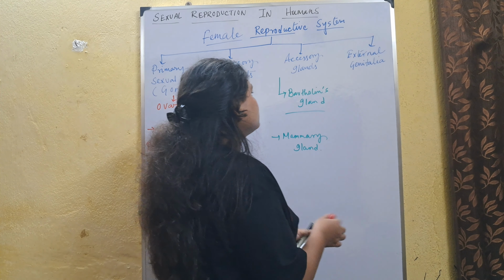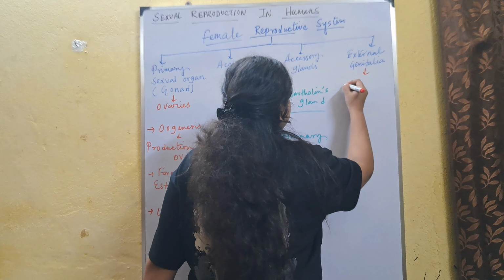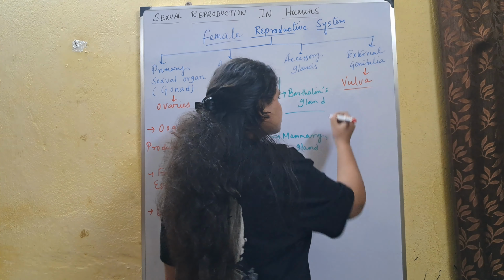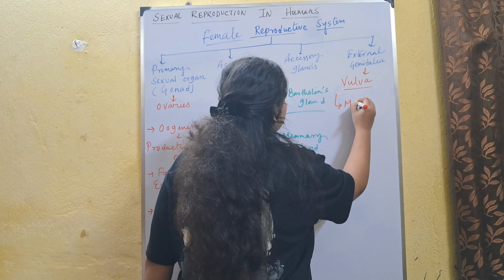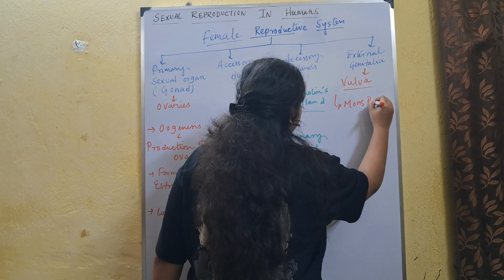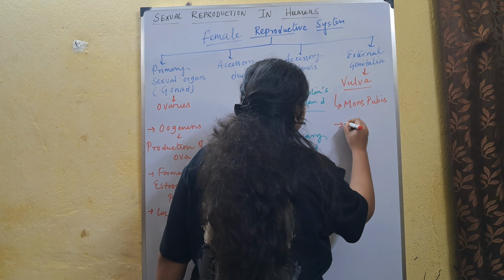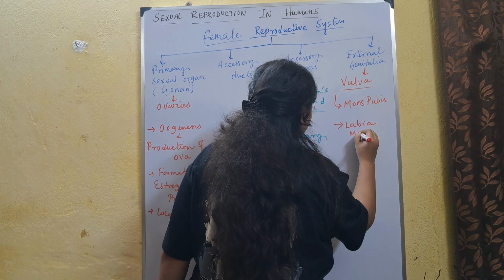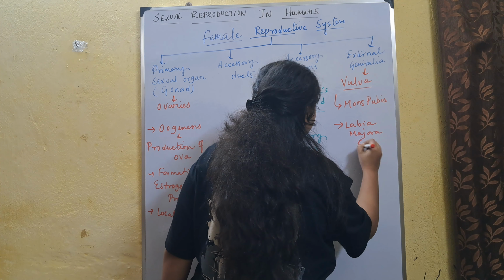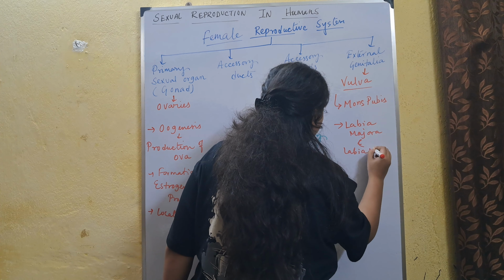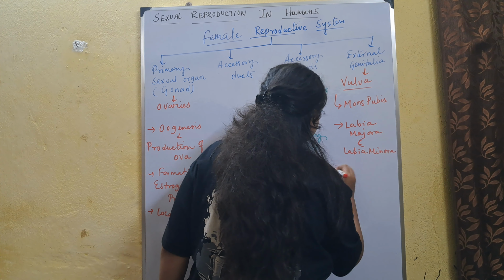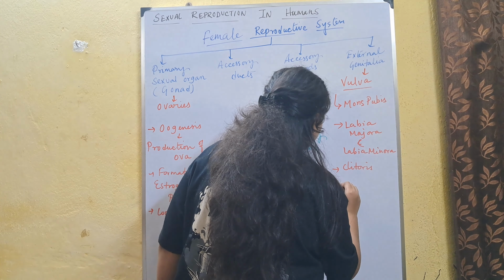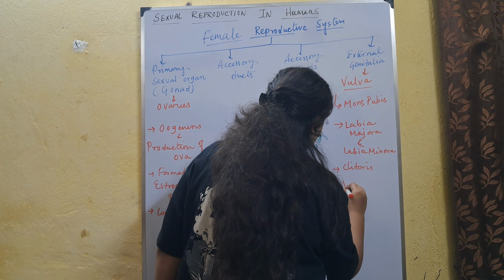The last but not the least part is the external genitalia. The external genitalia is collectively known as the vulva. It is differentiated into main parts: mons pubis, labia majora, and labia minora. The third one is the clitoris, and the fourth one is the hymen.